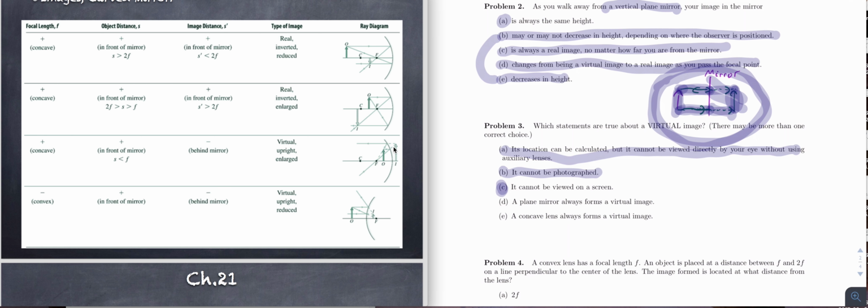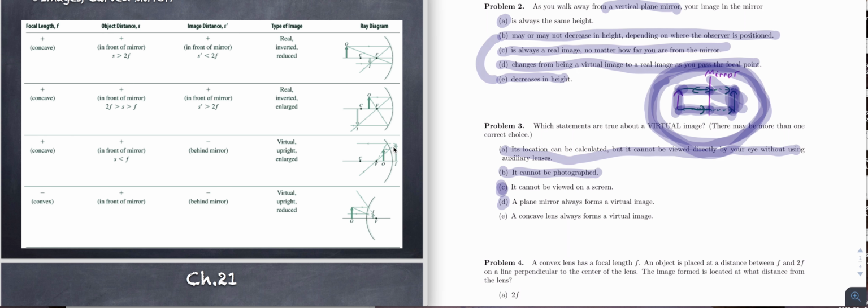Okay, a plane mirror always forms a virtual image. That is correct. Just again, refer back to this example. You're always going to form a reflection in a plane mirror that's in the mirror world.